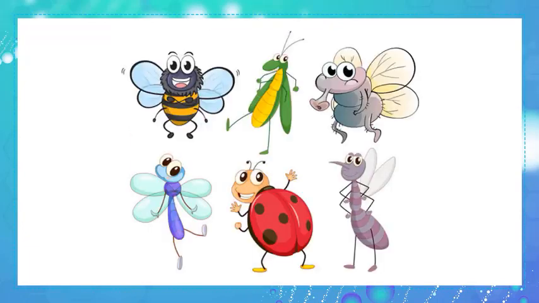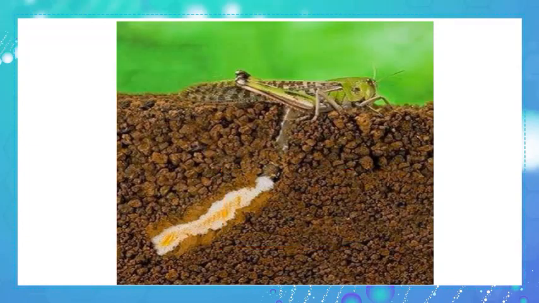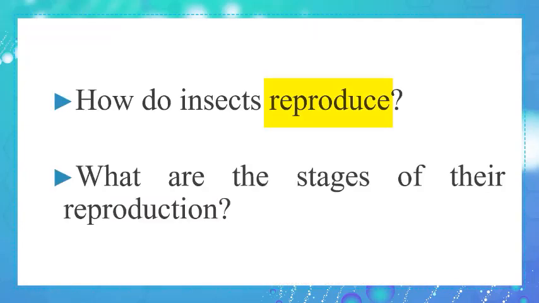You know that insects reproduce by laying eggs. The butterfly, for example, lays 100 eggs at a time. Another example is the grasshopper, which lays hundreds of eggs too. But how do insects reproduce, and what are the stages of their reproduction?